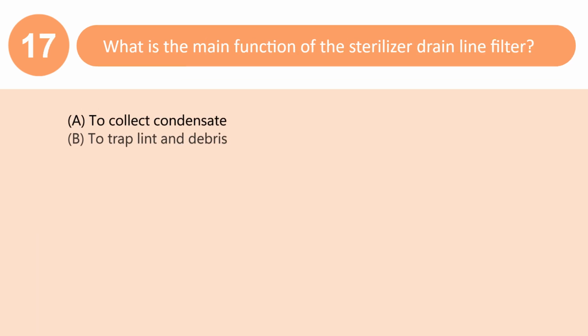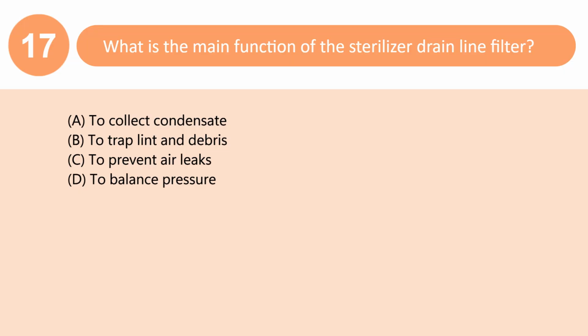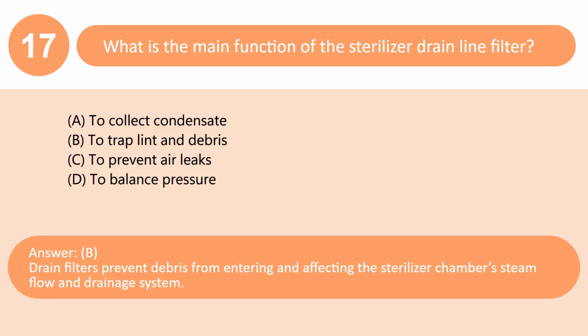What is the main function of the sterilizer drainline filter? A. To collect condensate. B. To trap lint and debris. C. To prevent air leaks. D. To balance pressure. Answer: B. Drain filters prevent debris from entering and affecting the sterilizer chamber's steam flow and drainage system.